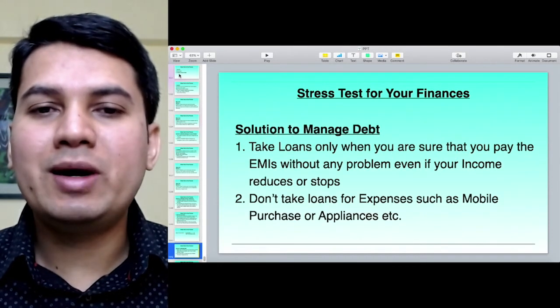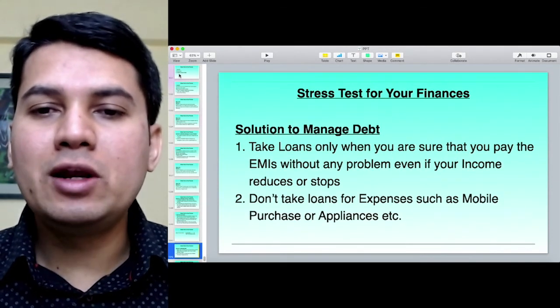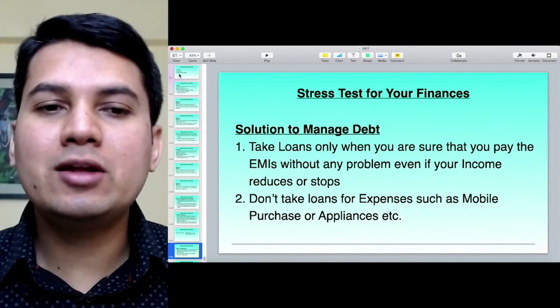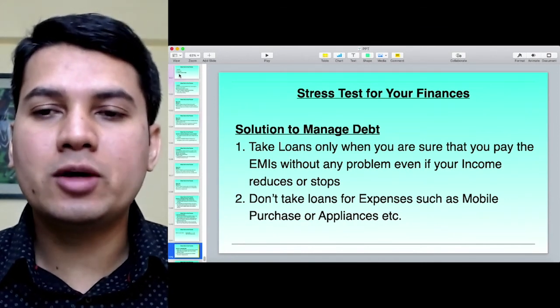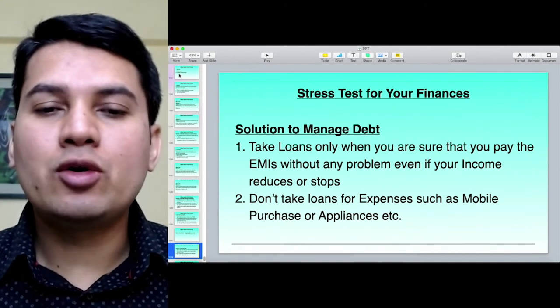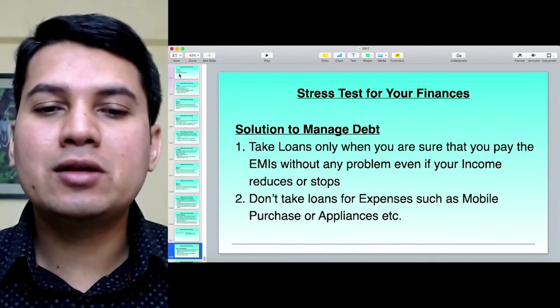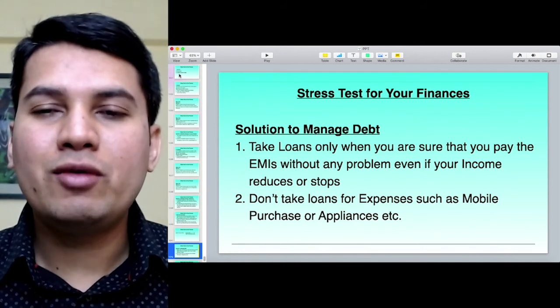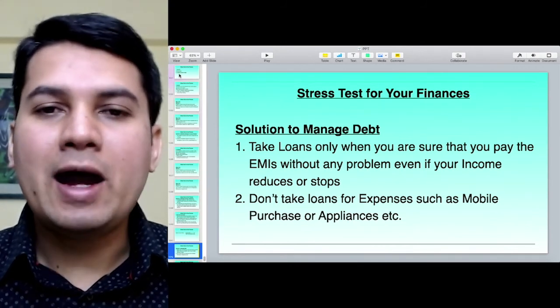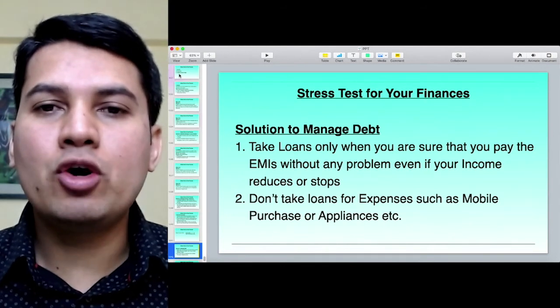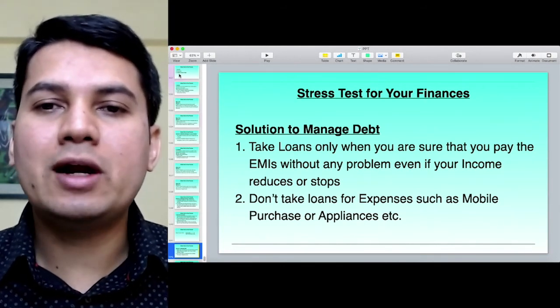What is the solution to manage debt? One, take loans only when you are sure that you can pay the EMIs without any problem, even if your income reduces or stops. Two, don't take loans for expenses such as mobile purchase or appliances, etc., where it is just more of an expense, there is no kind of appreciation, and you rather buy that only with your own money rather than paying interest on that loan which you've taken.